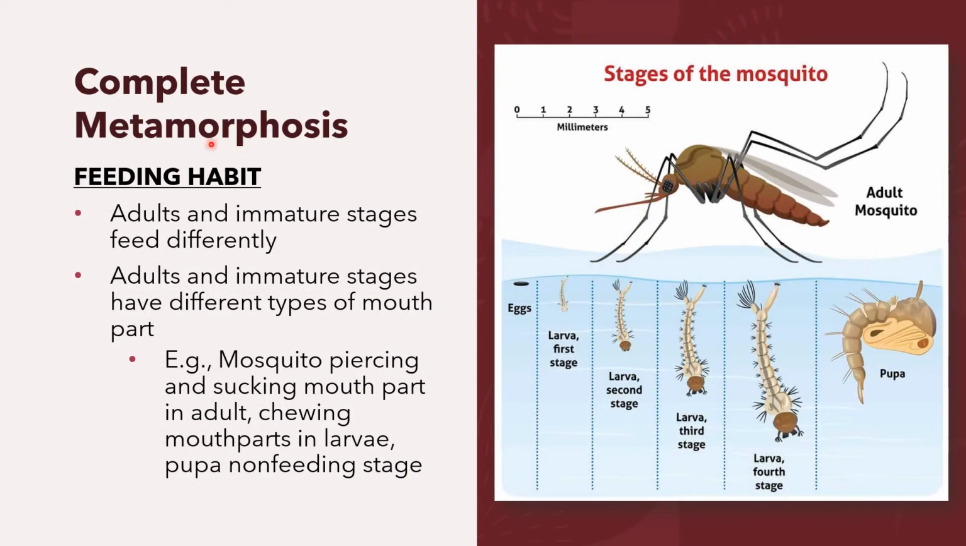In terms of the feeding habits of insects having complete metamorphosis, the adults and the immature stages feed differently. The adults and the immature stages have different types of mouth parts. An example is the mosquito. Mosquitoes have piercing and sucking mouth parts in the adult, chewing mouth parts in the larvae, and the pupa is considered a non-feeding stage.